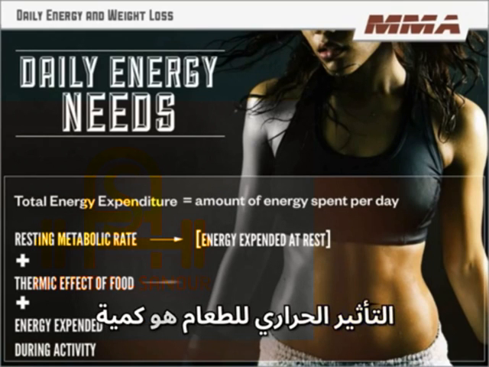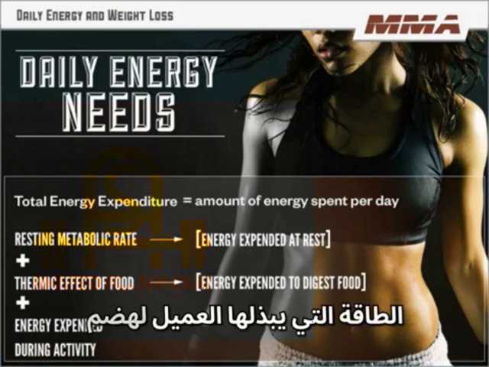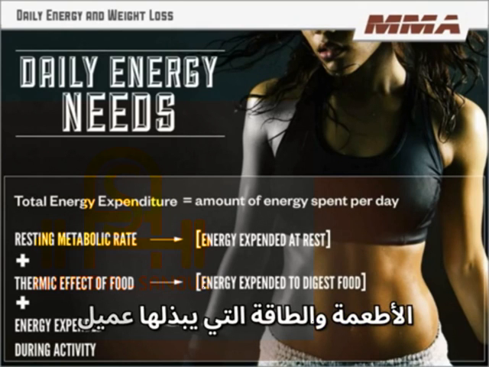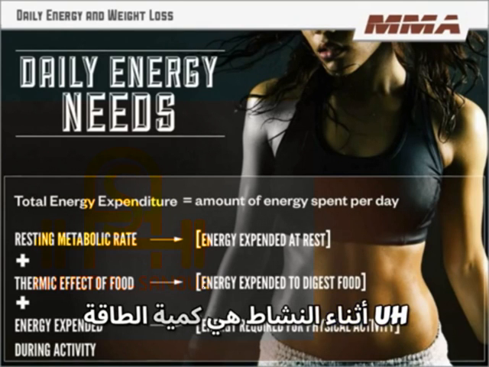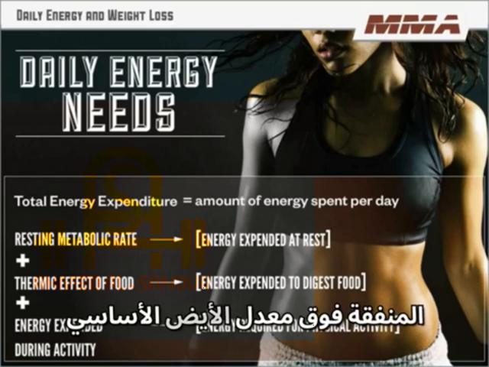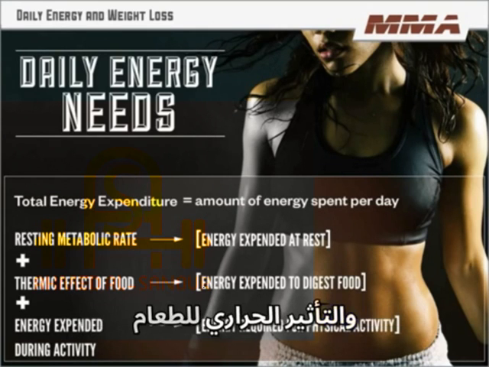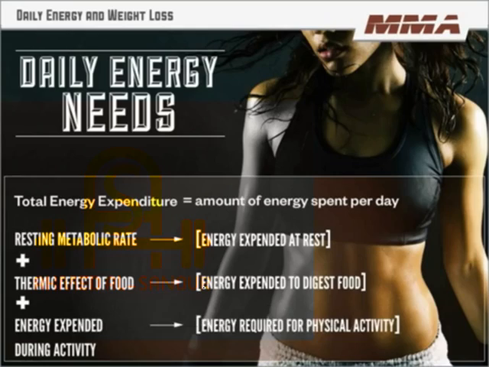The thermic effect of food is the amount of energy a client expends to digest foods, and energy that a client expends during activity is the amount of energy expended above resting metabolic rate and thermic effect of food with any physical activity.